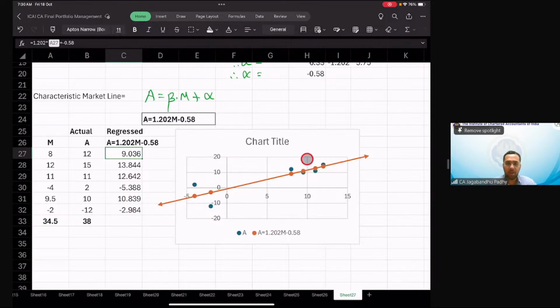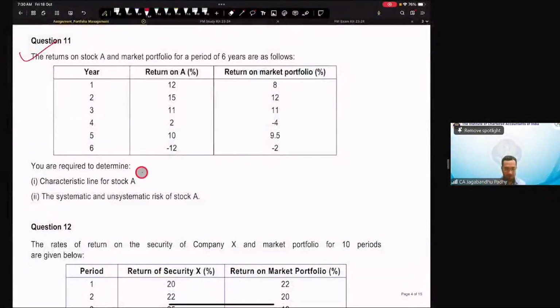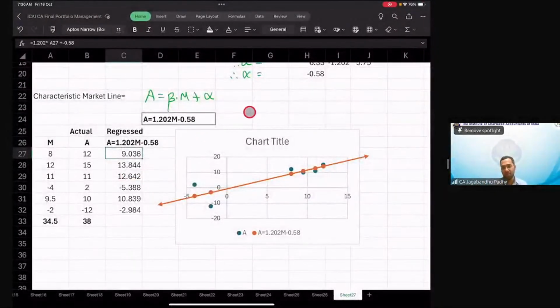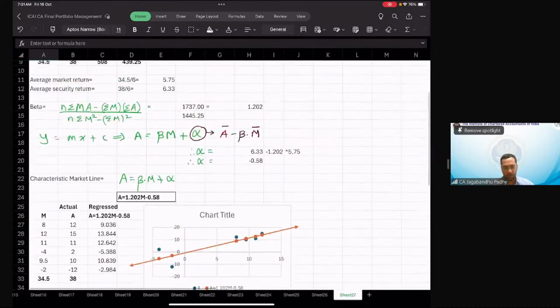Okay, are we good till now, everyone? Because we are done with the characteristic line, but the most important part is yet to come. Are we clear? How do we calculate the characteristic market line?